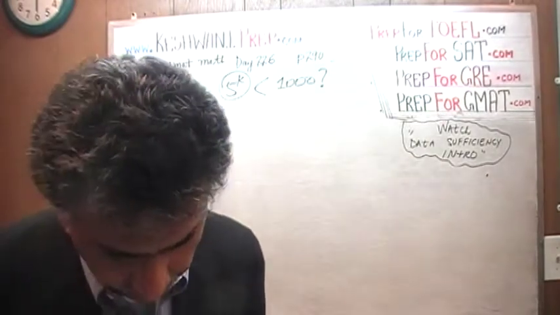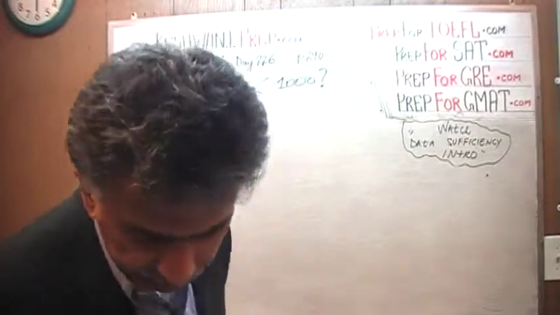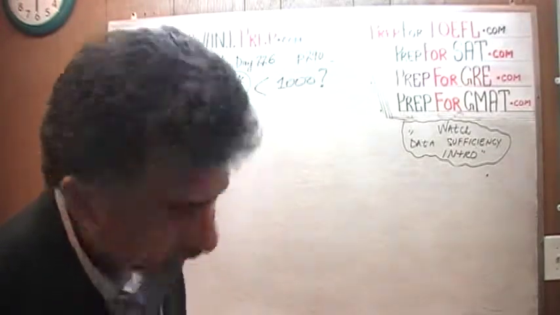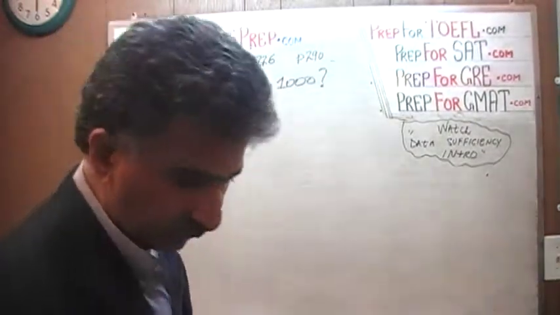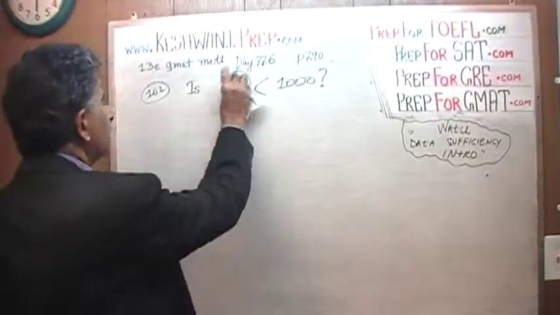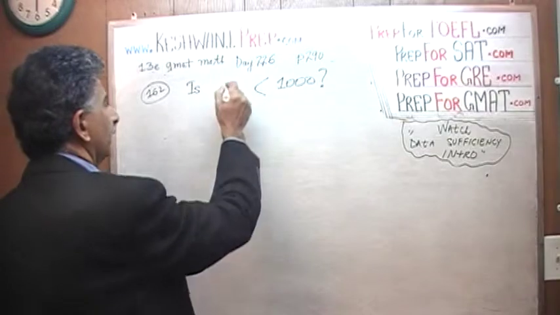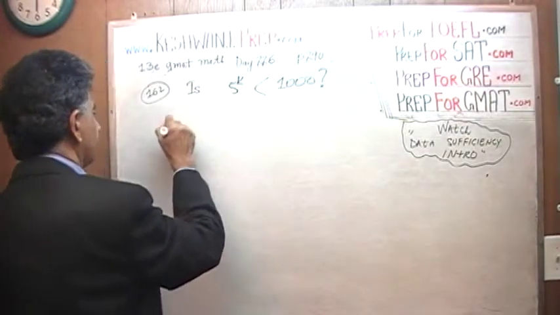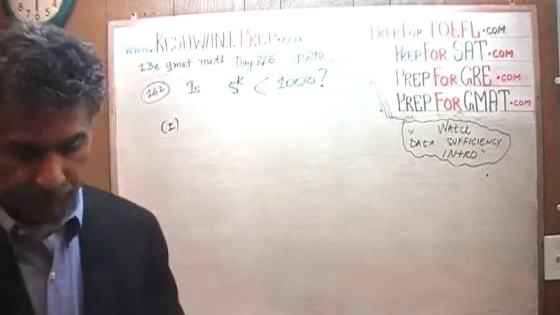Problem number 162 says, simply, is 5 raised to k less than 1,000? That's all they are looking for. Very simple, very straightforward question. Is 5 raised to k less than 1,000? Let's see what they tell us about the k.